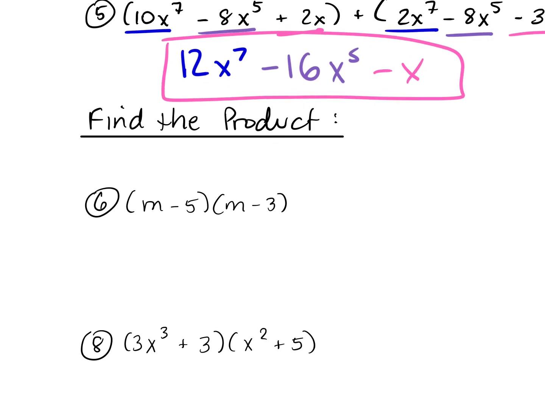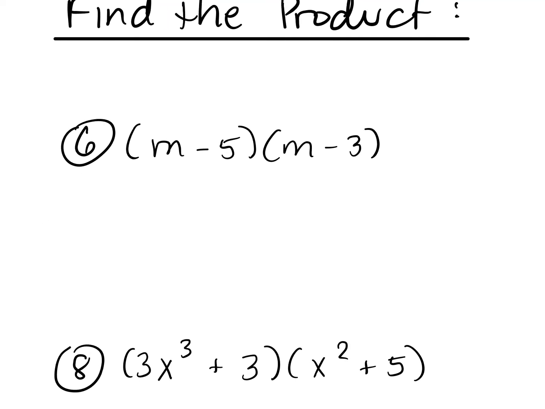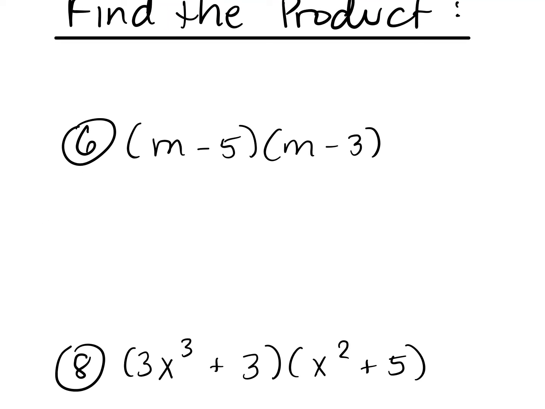All right, let's look at number 6. Now we're multiplying. How do I multiply number 6? What do I need to do? FOIL. So I start by multiplying the first terms. So what's m times m?